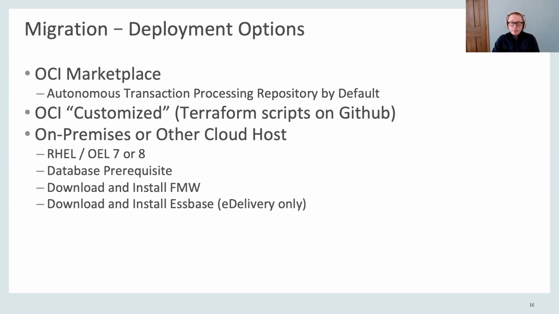And if you're going on-prem or installing yourself on a different cloud host, there is an installer that you can download. You need to have a database, and you need to have Linux 7 or 8 at the moment, no Windows support yet, and Red Hat Enterprise Linux or Oracle Enterprise Linux 7 or 8. And you have to download and install Fusion Middleware and download and install Essbase. I made a note here that it's e-delivery only.